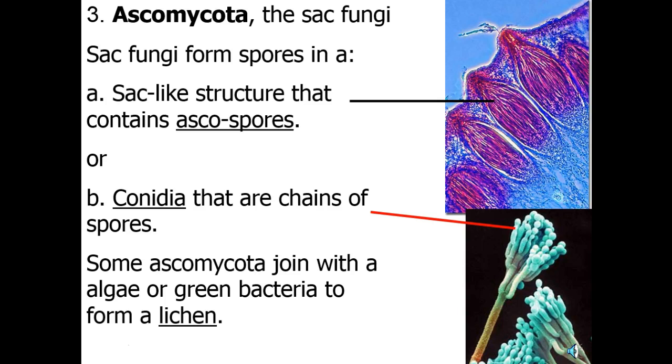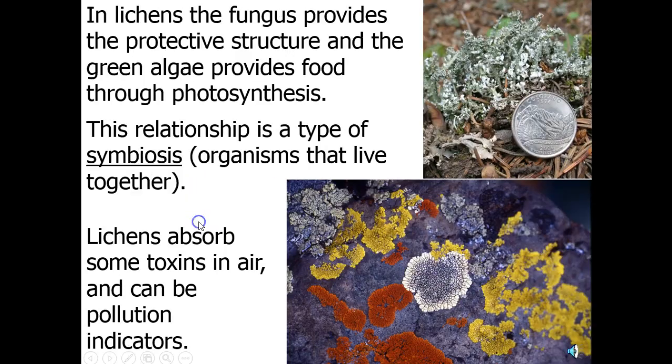Ascomycota, this is a third group. Okay, so these are called the sac fungus because the spores form in a sac. It's hard to give you real common examples every day, but conidia, I talked about those little pinching off to the right. Some will join with a green algae to form a lichen. So it's kind of cool. There's a fungus and an algae. And so here we have it.